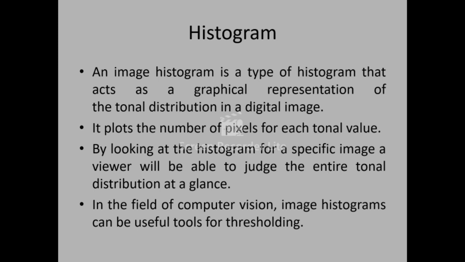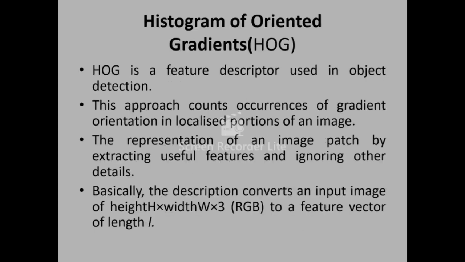Here are some of the points on why I have used the histogram. A histogram is used to represent graphically, and also to show the total tonal distribution in a digital image. On top of that, in the histogram of oriented gradients, we use the gradient to approach every pixel with a height, width and length. This helps in converting the image into grayscale very easily.